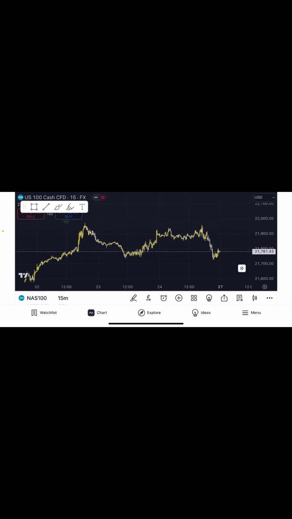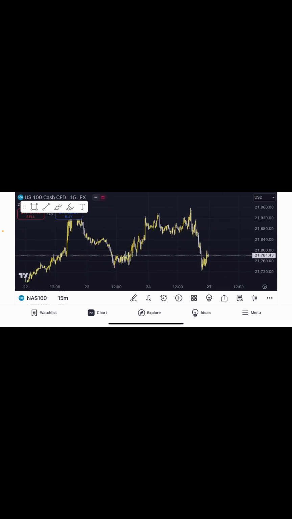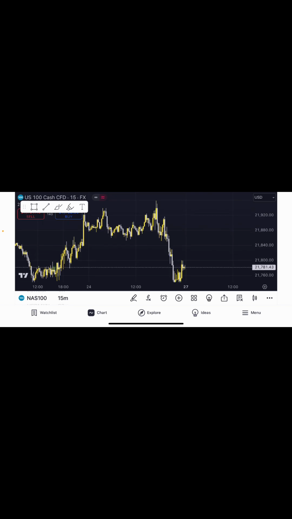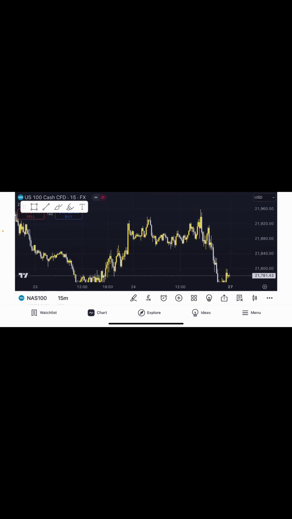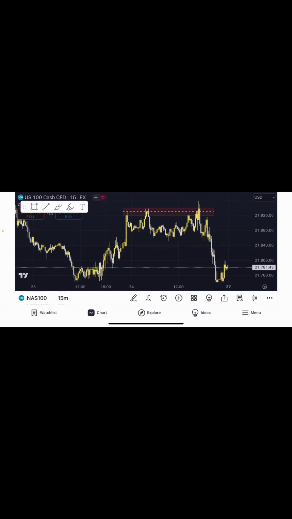When we get here, we can finally see that the market from this point made liquidity. This was liquidity, this was liquidity, and it swept it off with these candlesticks. Swept it off here. This was liquidity. After that, it made a low. This was the low, and this low was violated. So this is what we call change of character.